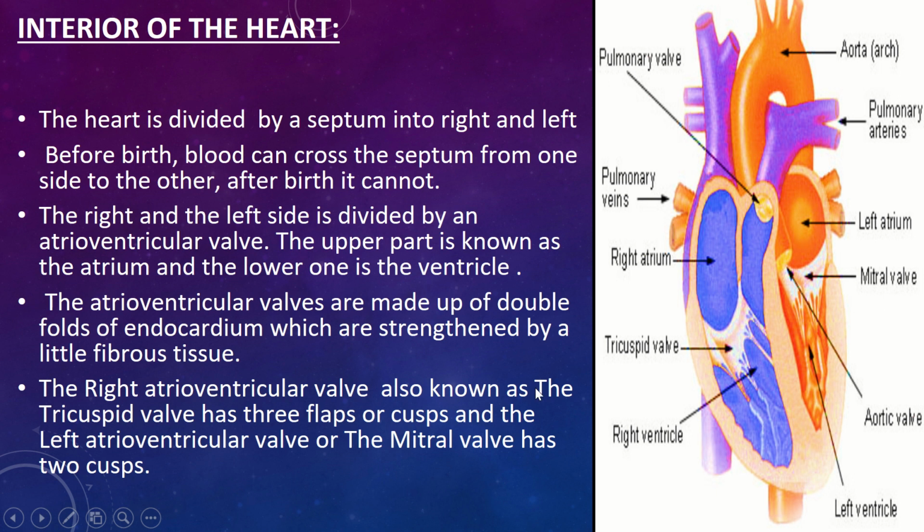The right atrioventricular valve, also known as the tricuspid valve, has three flaps or cusps, and the left atrioventricular valve, the mitral valve, has two cusps. Here on the right side you can see three cusps present: one, two, and three. So that is called the tricuspid valve. Here you can see only two, that is called the mitral valve or the bicuspid valve. These separate the atrium and the ventricle on each side. The right side is the tricuspid and the left side is the bicuspid or mitral valve.